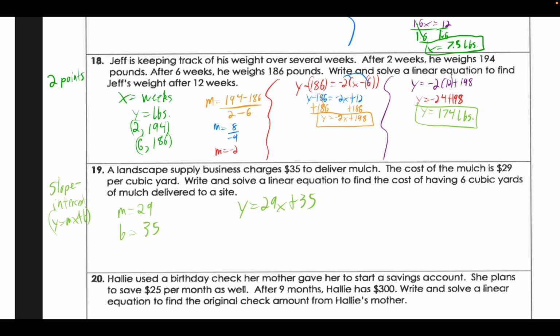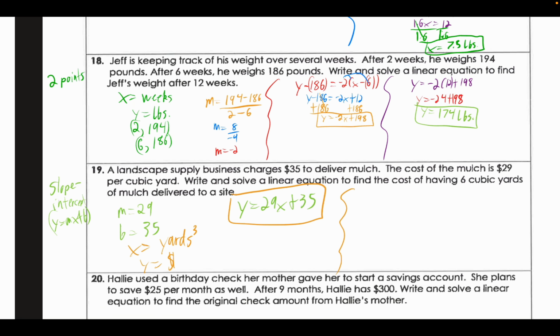Because, oh, I forgot to define variables. x would be the cubic yards, and y would be the money spent, the cost. And so that would be our equation. The cost is equal to $29 per cubic yard plus $35 for delivery.